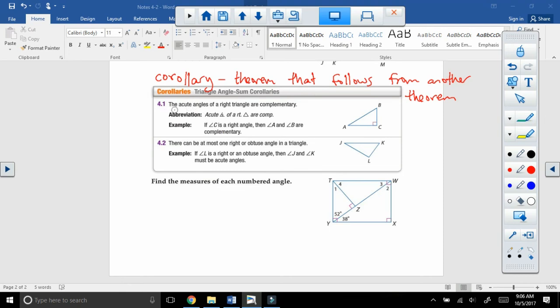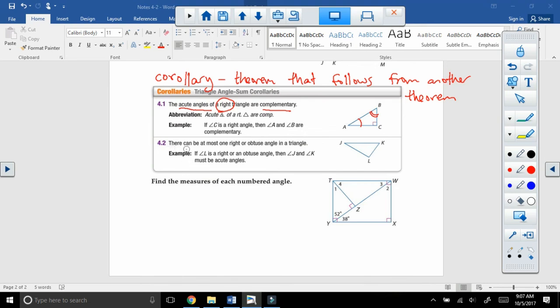The first one says if you have two acute angles of a right triangle, so these two here, the thing that you would know about them is they have to add up to be 90 degrees also. They have to be complementary. Because if all three of these angles are going to add up to be 180, and this one's already taking up 90 degrees, that means that the other two have 90 degrees left over when you add them together.